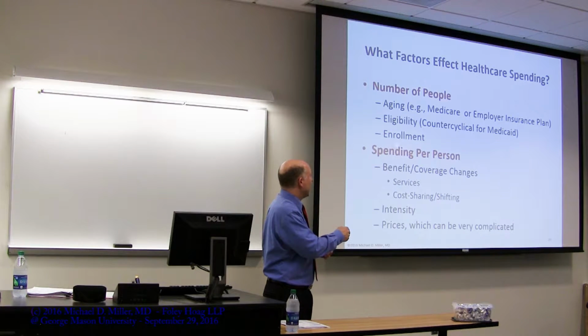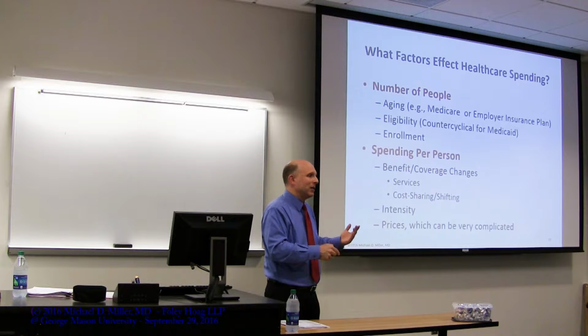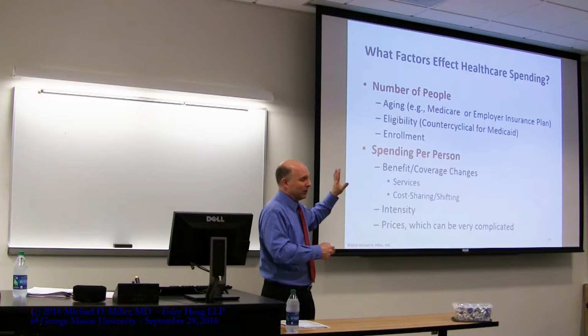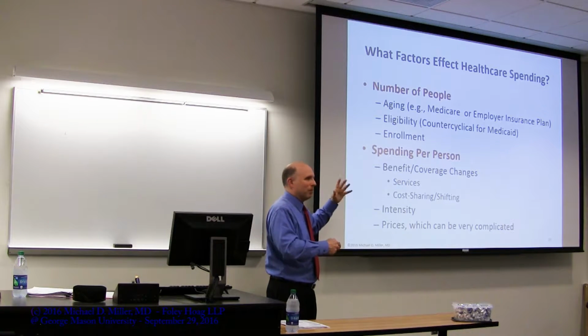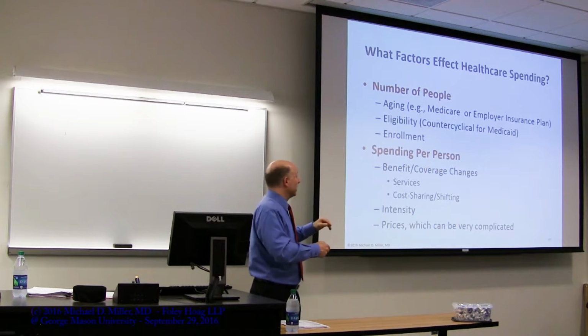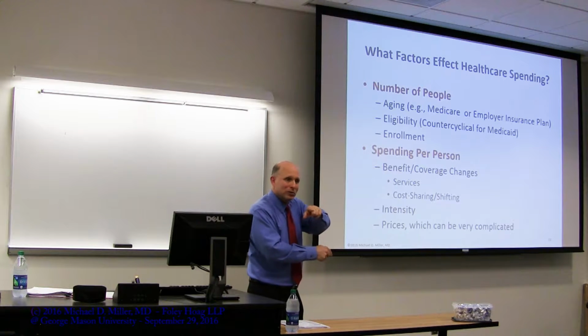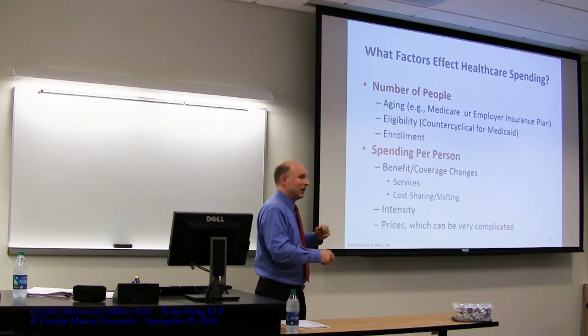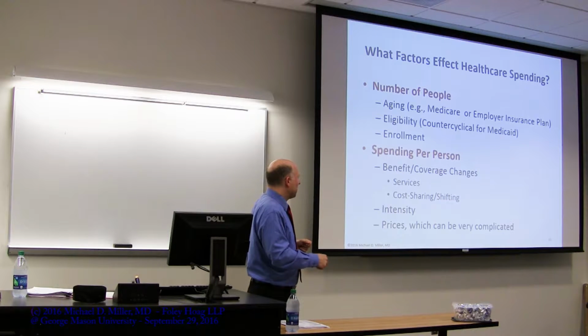Enrollment: pre-ACA, a lot of people were eligible for Medicaid or other government insurance programs and didn't even enroll. The ACA tried to take care of this, through subsidies and the tax penalty, but hasn't worked so well. And what causes spending per person to change? What's covered, what services are paid for, as Stephen mentioned, cost sharing, cost shifting, the intensity of services. Do you get an ultrasound or a CAT scan if you have something wrong when you go to the hospital? And prices.